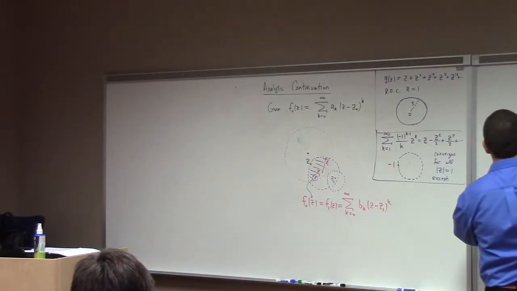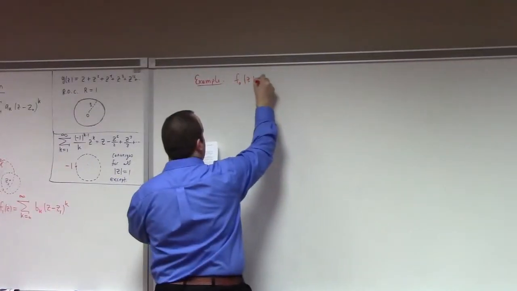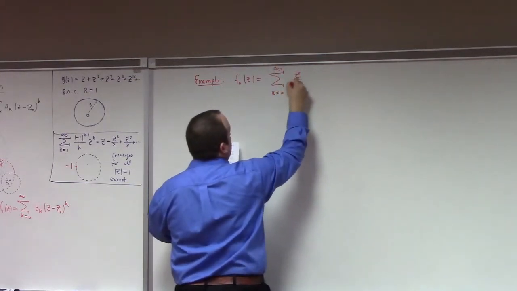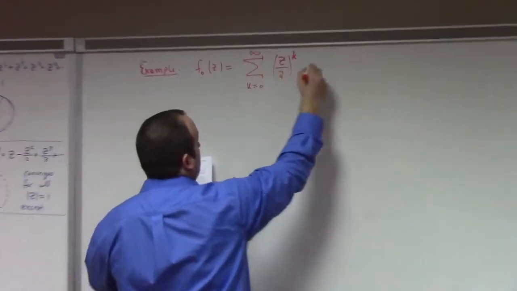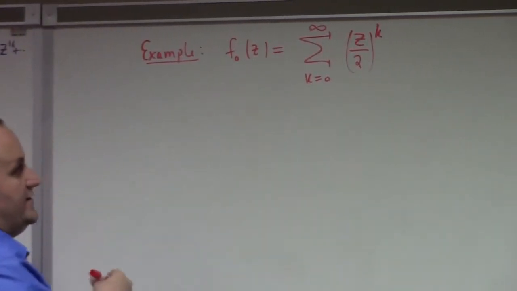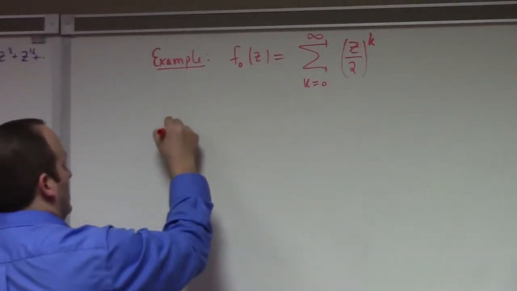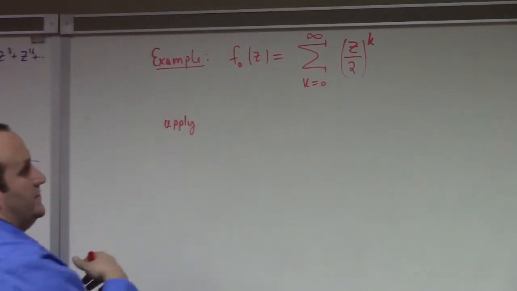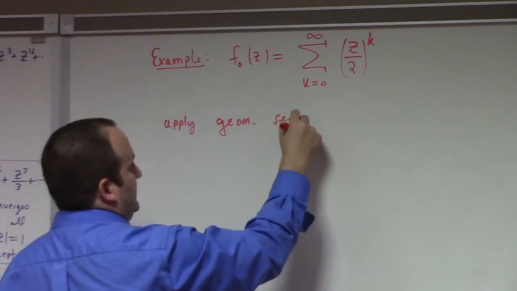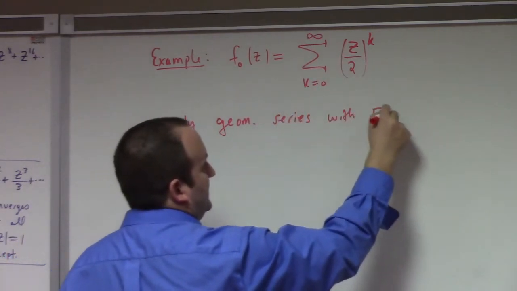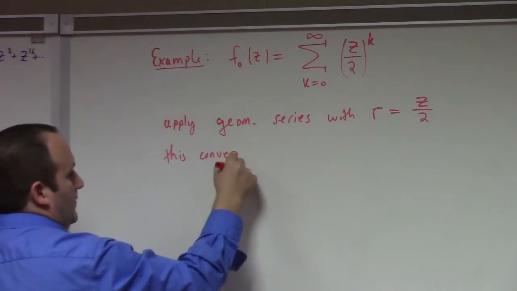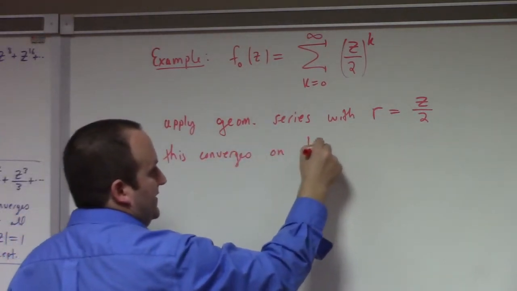So consider f sub naught of z, let's say, equal to the sum k equals 0 to infinity of (z over 2) to the kth power, right? So what's the radius of convergence for this? Well, this is a geometric series, right? So this is a geometric series with what? The ratio being z over 2, right? So this converges when the modulus of z is less than 2, right?